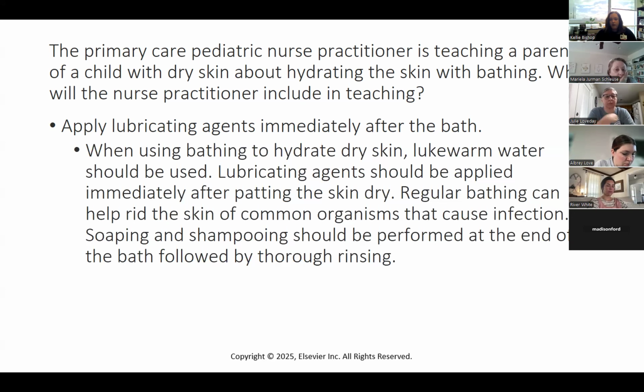Regular bathing matters. We know kids with eczema and compromised skin are more prone to secondary infections, and regular bathing can actually help keep those organisms off their skin and prevent those infections. We do recommend doing the soap part at the end, right before they get out, so they're not sitting there soaking in the soap, because that is irritating to their skin. So if they're going to play, let them play for a while first, and then do the soap and shampoo at the end.